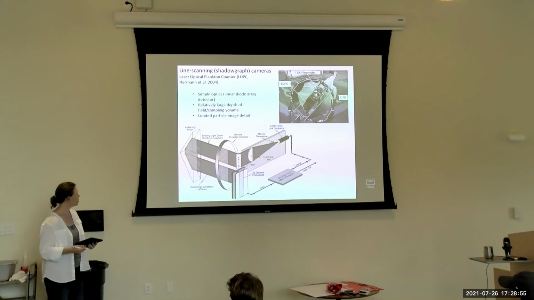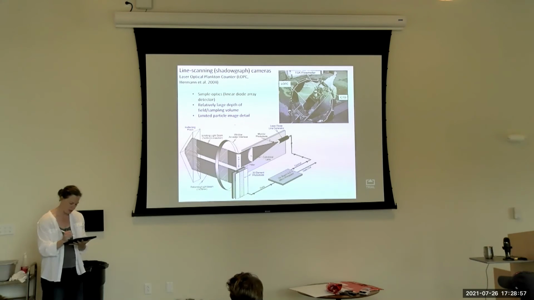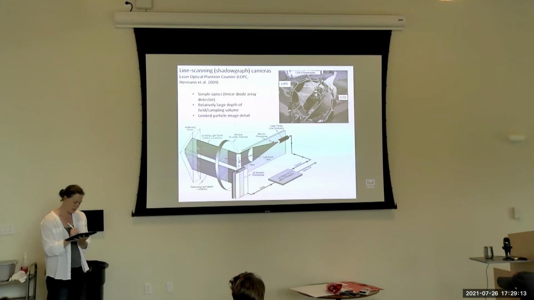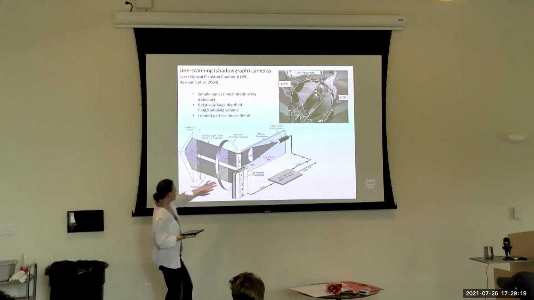So the LOPC, you can see in this illustration here, the light is coming out and collimated by a lens, and then it bounces off a mirror, goes through an air-water interface, and is basically interacting with particles in this flow field, and then impinging on this linear detector array here.